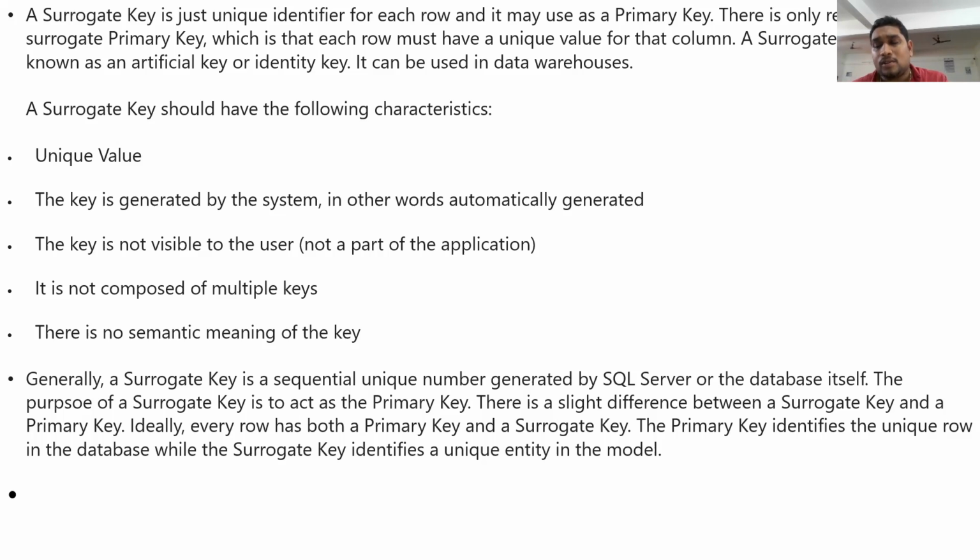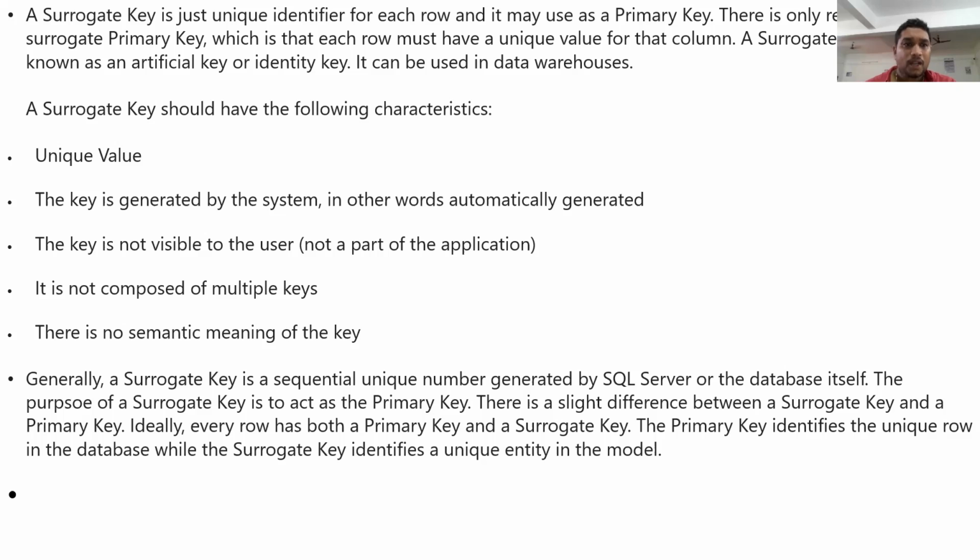If you take the Aadhaar card, this is also called that. If you are not giving a primary key constraint in your relation, by default the system can generate one unique identifier key as a surrogate key. Okay, that is called a surrogate key. Artificial unique identification of a particular row is called a surrogate key. The surrogate key is just a unique identifier for each row and it is used as a primary key. The only requirement for a surrogate primary key is that each row must have a unique value for that column. A surrogate key is also known as an artificial key or identity key. It can be used in a data warehouse.